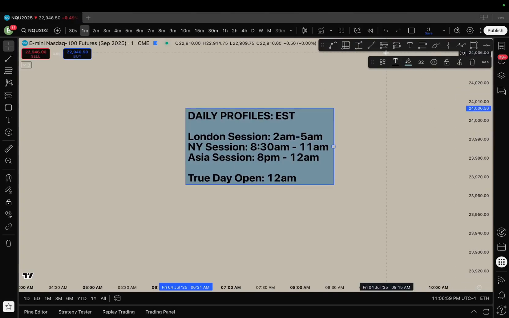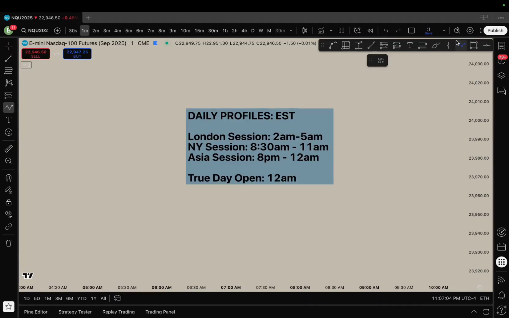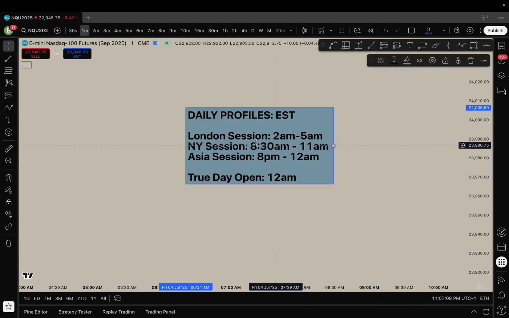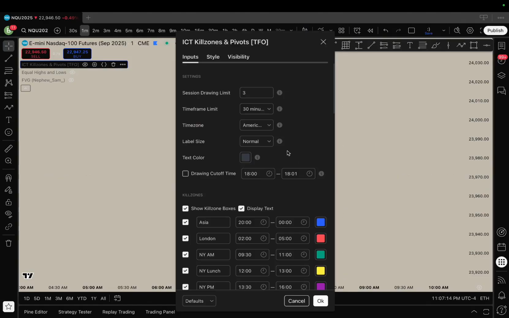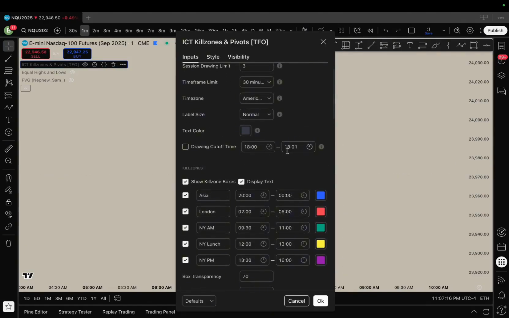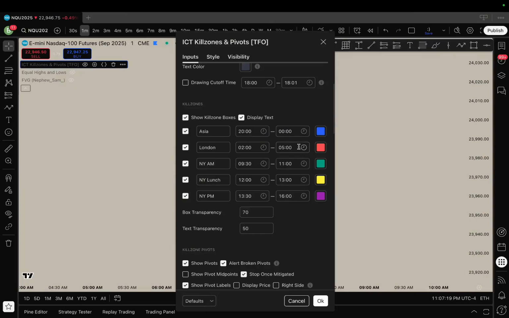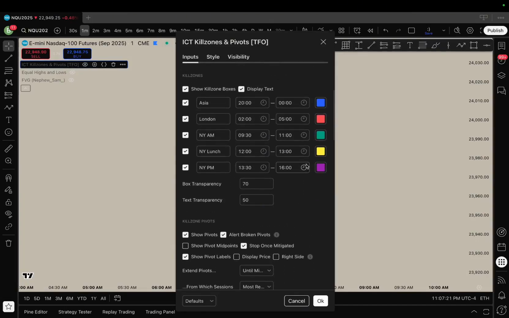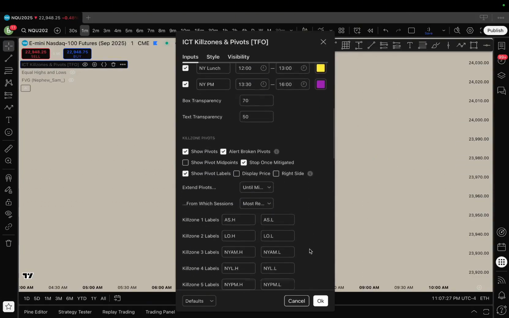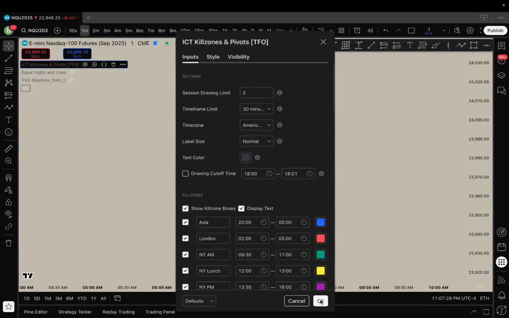So I'll go over all of that, and in some examples we'll first show you what it looks like with a little bit of drawings, and then I'll show you guys what it looks like on the actual charts. First things first, I want you guys to have this indicator out. It is ICT Killzones and Pivots by TFO. This is going to tell you your session times and where true day open is. So just make sure you have this indicator if you don't have it already. This is my settings for this indicator, so please screenshot this if you need to. All right, let's get into it.